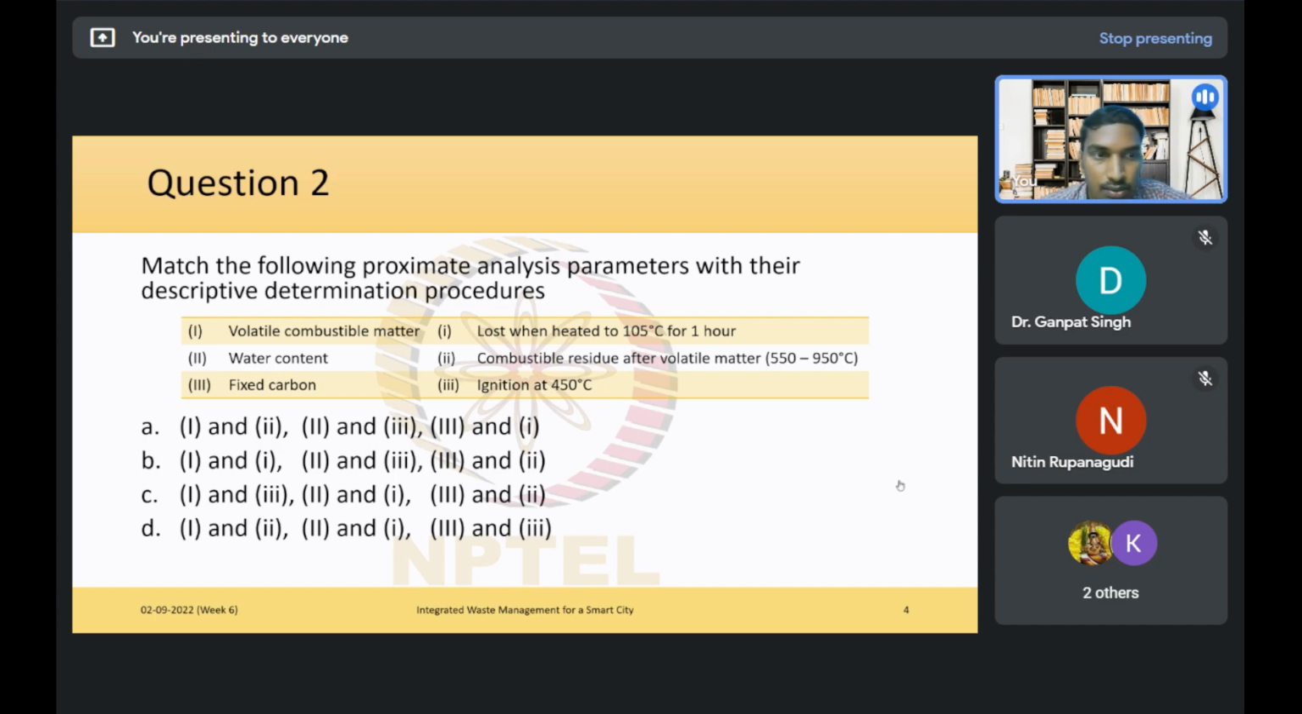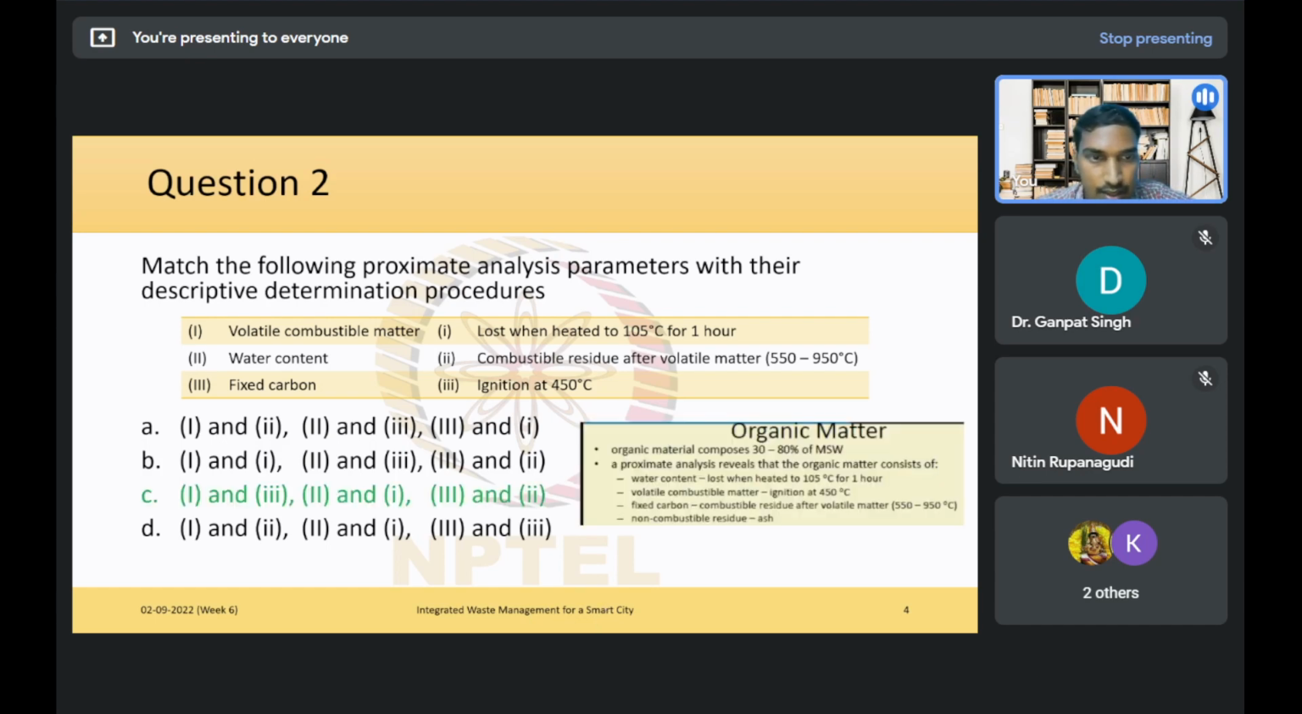Okay, so let's take a look at the answer now. The correct answer is actually C. That is correct. So what do we mean by approximate analysis? In a broad sense, it tells us the composition of the waste, in terms of the water content, the volatile combustible matter, how much fixed carbon there is, and how much non-combustible residue or ash there is in a particular waste. We have standard procedures that we can use to determine this.